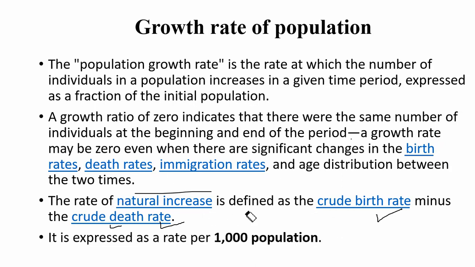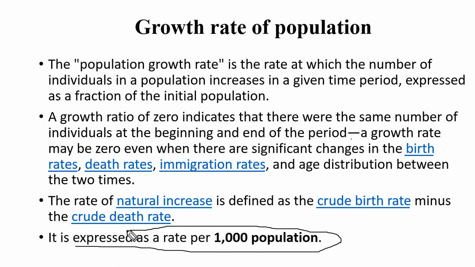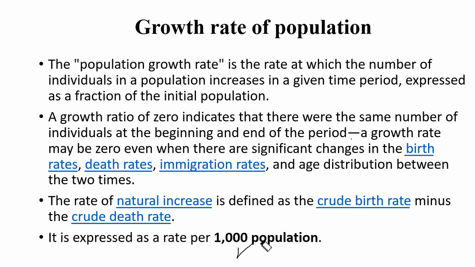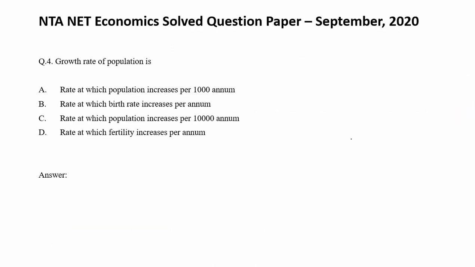And one more thing which is asked in this question is how it is expressed. This is expressed as a rate per 1000 population. Now let's get back to the question. Having understood all this, the question was what is the growth rate of population, and we know that the growth rate of population is the rate at which population increases per 1000 per annum. So the answer is number 1. Fine.